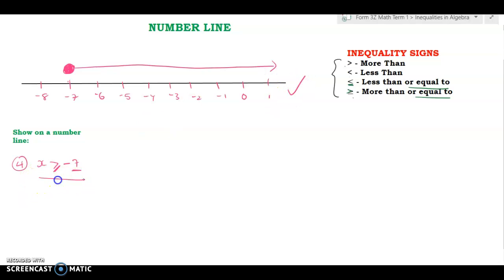Now this was simple algebra here, right? It just has one value here with an inequality sign and one value here. Now I want to move on to slightly more complex questions.